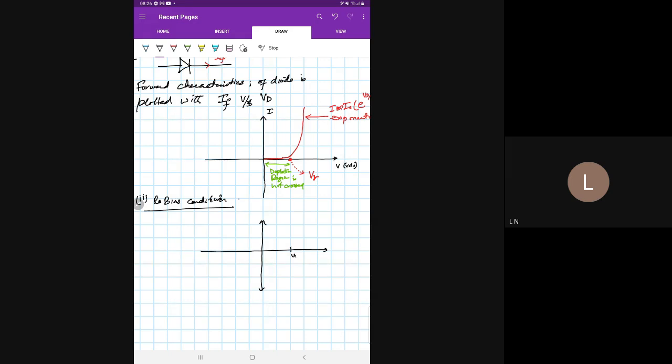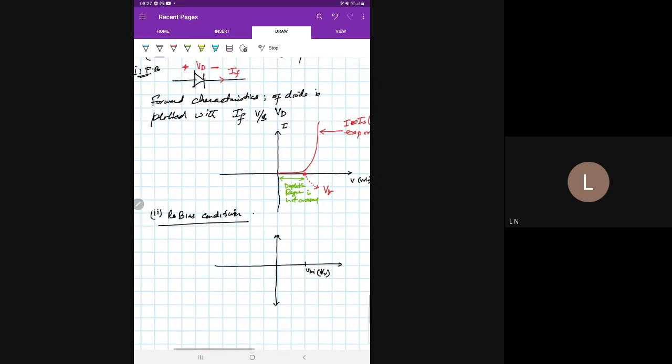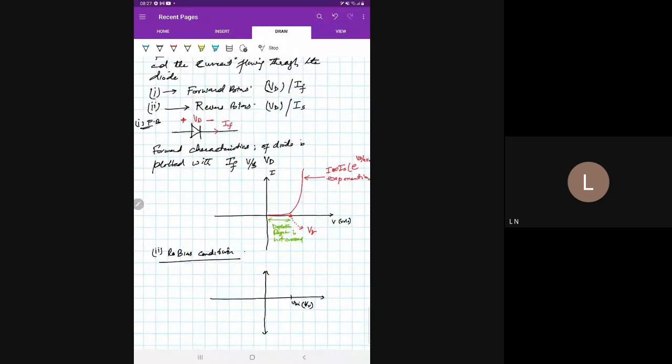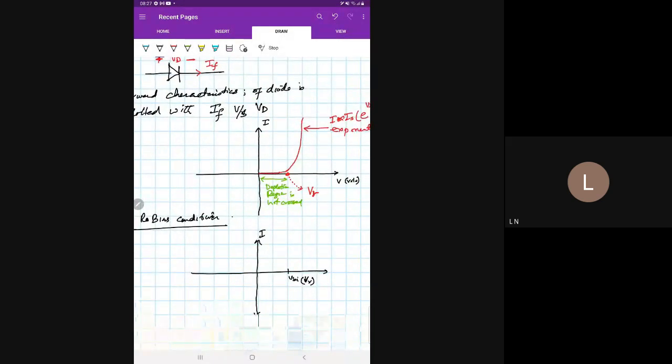You have somewhere V_BI or V gamma. I said that in VI characteristics, V is on the x-axis and I is on the y-axis. So this is basically I diode, and this is voltage V_D, the voltage across the diode.